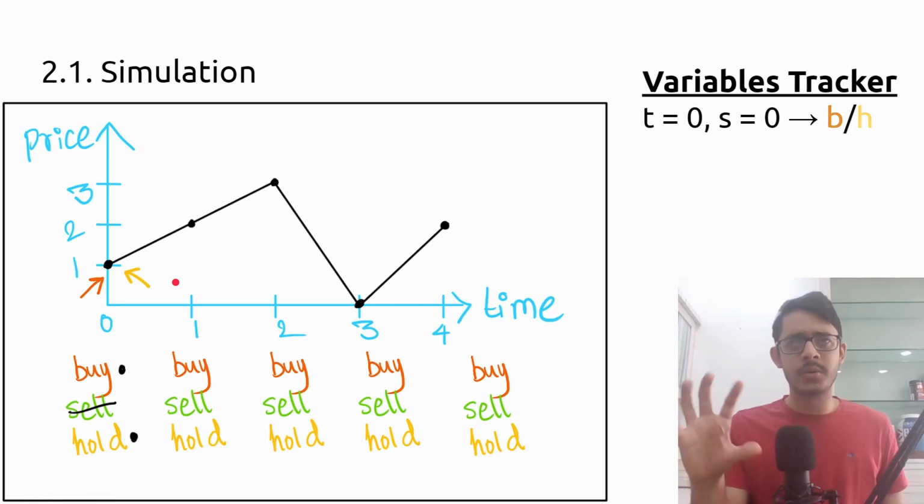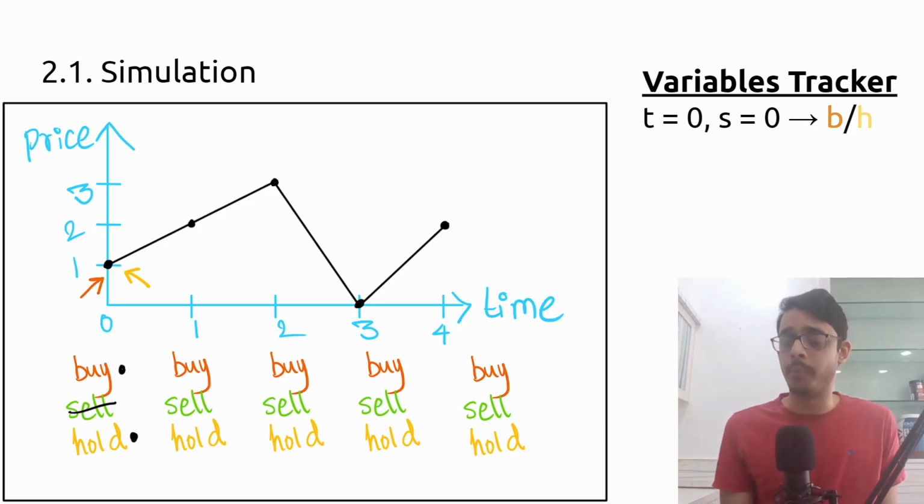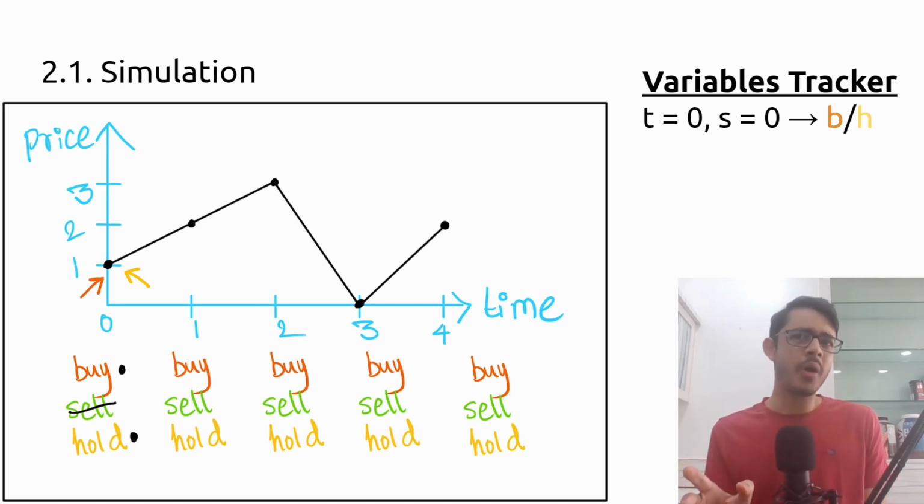Now, here is sort of the key understanding of this problem. Which one should I pick? Should I go with the buy option or should I go with the hold option? At time equals to 0, I don't really know which one to pick. How do I make the decision whether to buy or hold when I don't know what's going to happen in the future? We somehow need the ability to look into the future.